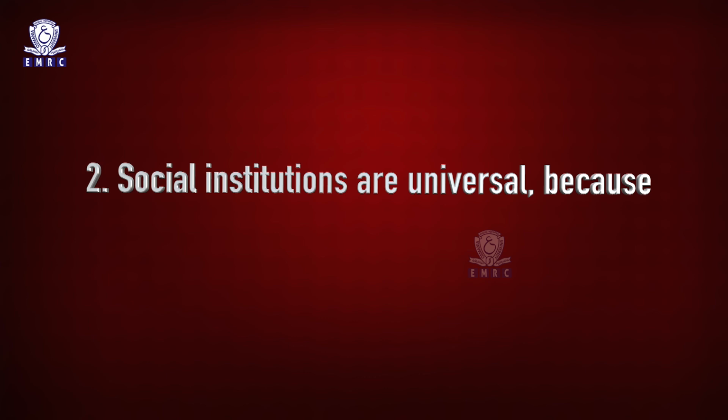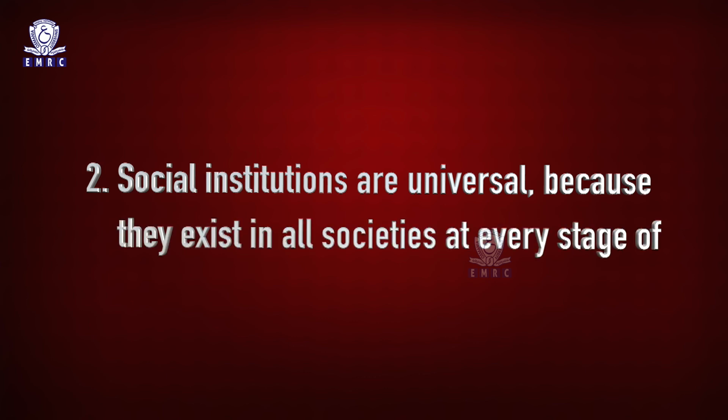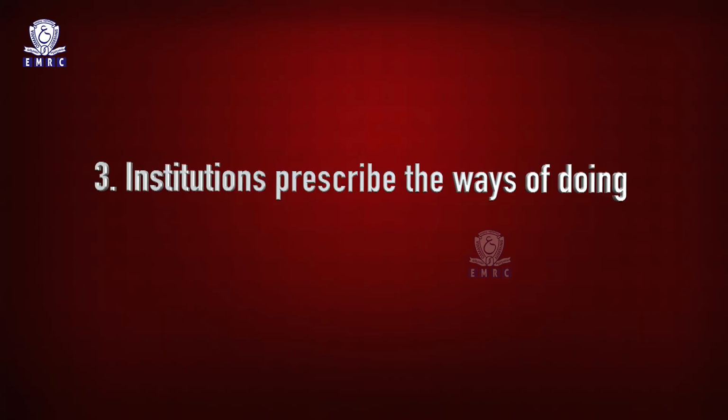Social institutions are universal because they exist in all societies at every stage of development. The basic institutions like family, religion and political institutions are found even in simple primitive societies. Institutions prescribe the ways of doing things. They are understood as procedures and norms. They also prescribe rules and regulations that are to be followed. An educational institution has its own rules and regulations.